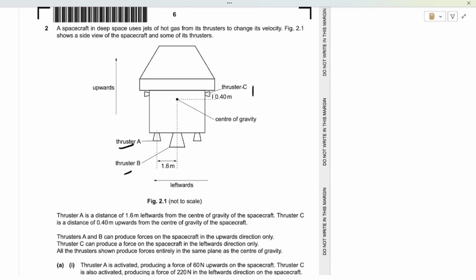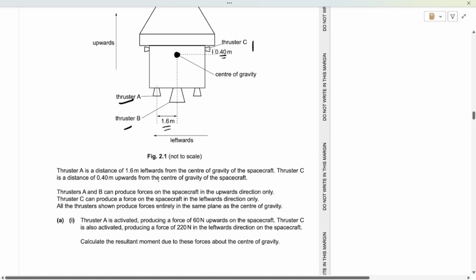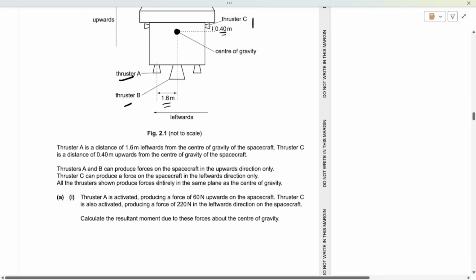They have given that thruster A is at a distance of 1.6 meter leftward from the center of gravity of the spacecraft. This is the center of gravity. Thruster C is at a distance of 0.4 meter. Okay, this is at a distance of 0.4 meter. And thruster A is at a distance of 1.6 meter from the center of gravity. So that is what they are explaining here.